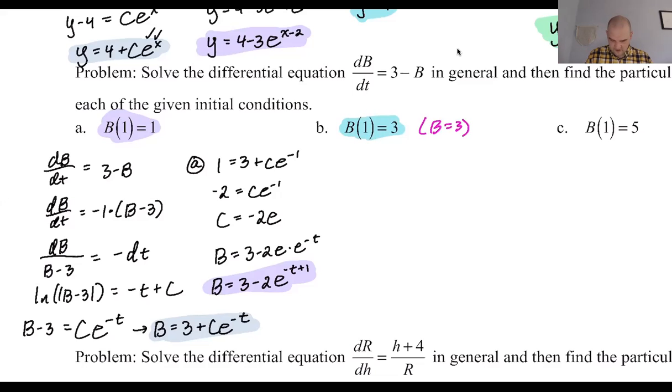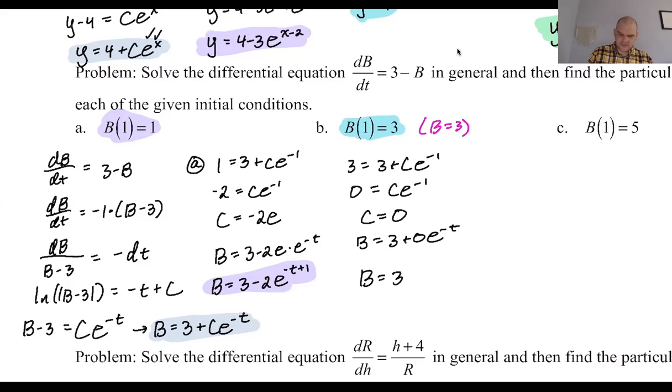So let's do our substitution. We get 3 equals 3 plus C e to the negative first. So you do get 0 equals C e to the negative first. So C is equal to 0. If C equals 0, we get b equals 3 plus 0 e to the negative t, or b equals 3, which is exactly what I was expecting because I was kind of thinking ahead.